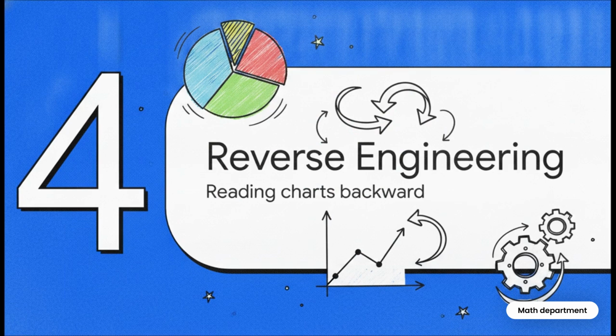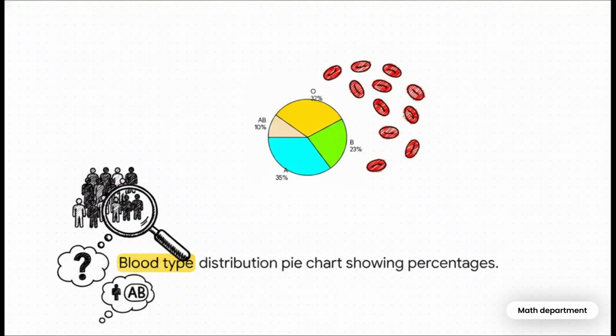Next up, Part 4, Reverse Engineering Charts. Now that we've totally mastered constructing charts, let's learn how to read them backwards. Take a look at this survey graph showing the blood type distribution of a group of people. Type A is 35%, O is 32%, B is 23%, and AB is 10%.